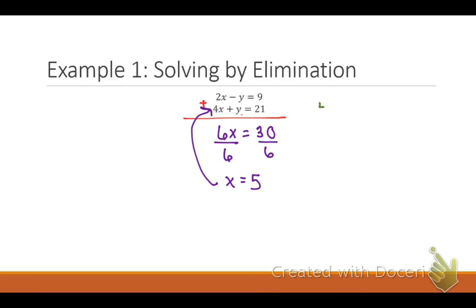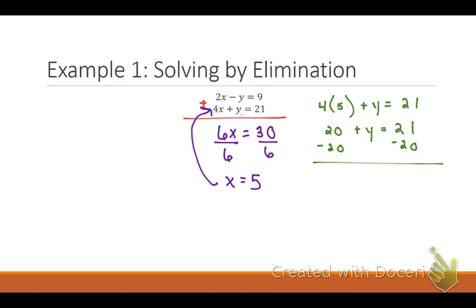4 times 5. I plugged in 5 for x, plus y equals 21. Well, what is 4 times 5? 20. 20 plus y equals 21. Subtract 20 from both sides. y equals 1. So my ordered pair, my solution, is (5, 1). All right, put it in parentheses.